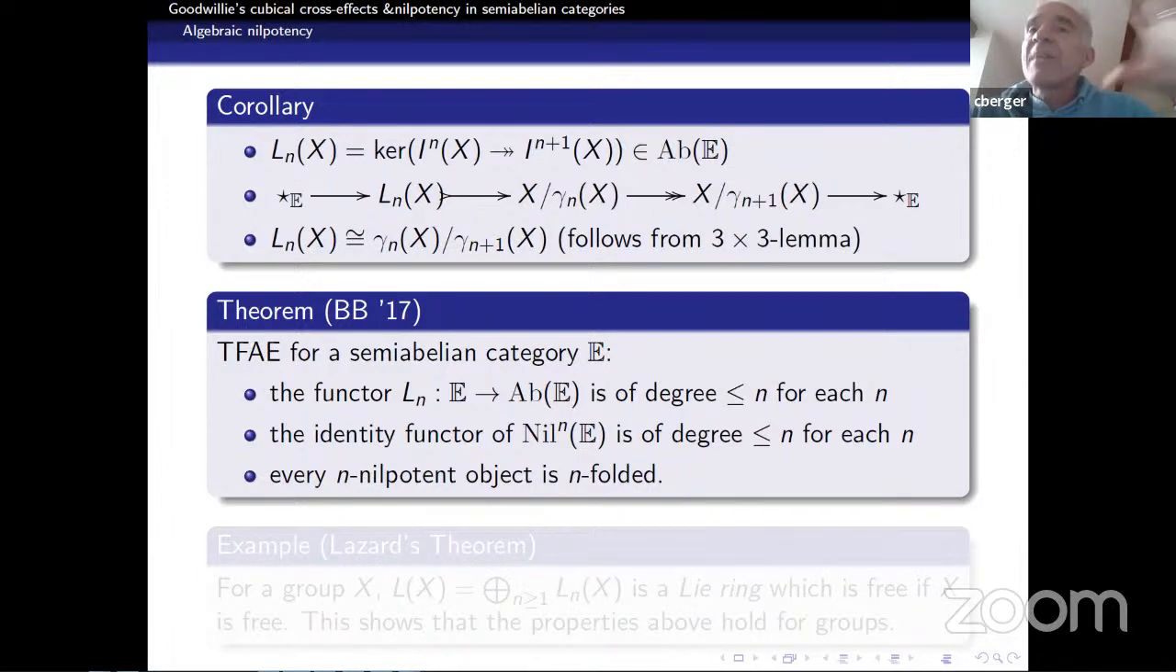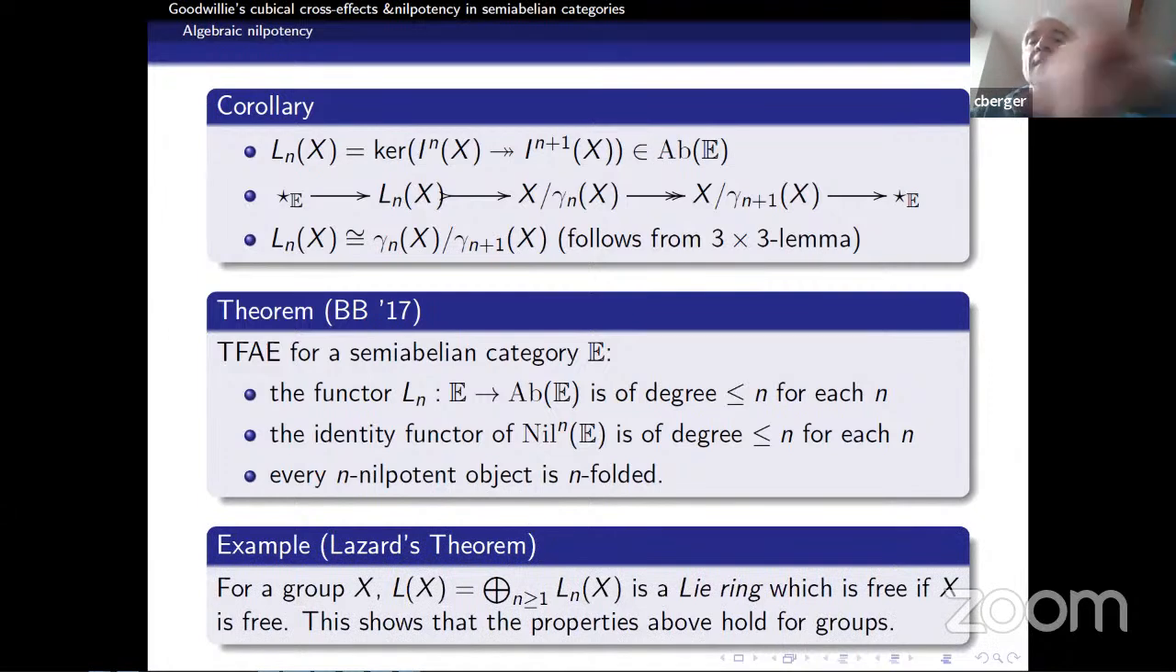Now, in the special case where E is the category of groups, the direct sum of these subquotients is a Lie ring, and this has been proved by Lazard, I think. And actually, it has the special property that when you have a free group, the Lie ring you obtain is actually a free Lie ring. And this implies that the functor ln is homogeneous of degree less than or equal to n for each n. And so for the category of groups, you have all these properties, and in particular there is no difference between n-foldedness and n-nilpotency.